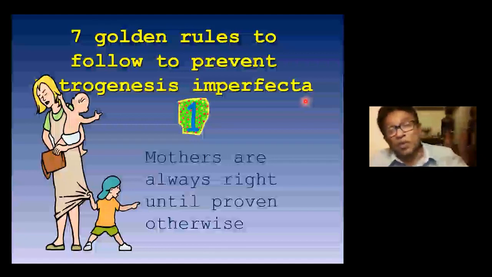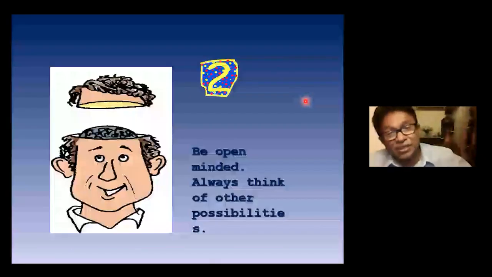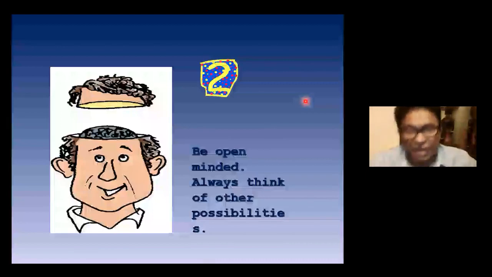Second one, you have to be very open-minded. Always think of other possibilities. It doesn't matter. You make a diagnosis today. When you are doing the ward round tomorrow, you can make a second diagnosis. There's nothing wrong in that. It does not mean you are an idiot. It means you are a very clever doctor. So think of other possibilities all the time, constantly.